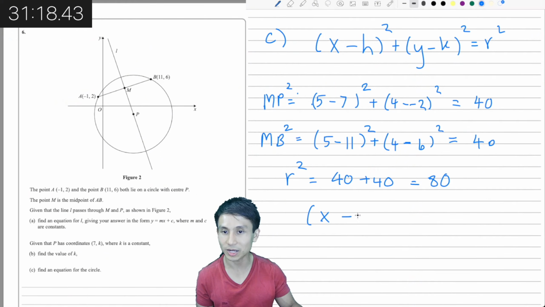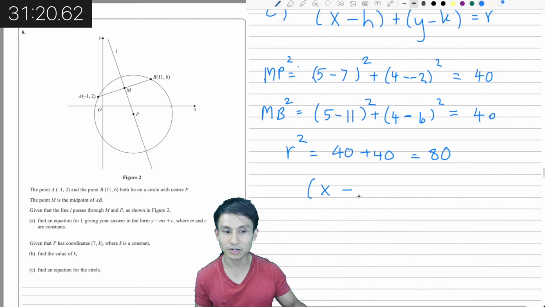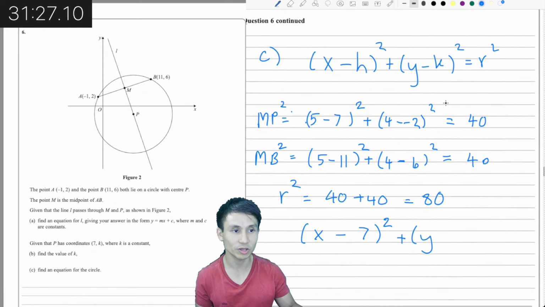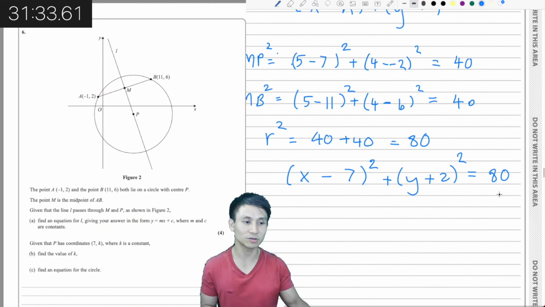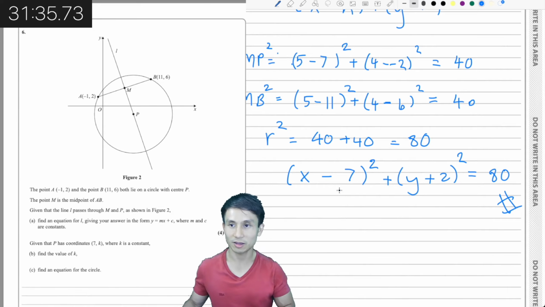And then we do X minus H. So H is 7 because that's the center. Plus Y minus K. K is minus 2. So this is plus 2. Equals 80. That is the equation for the circle. Then I'm done.